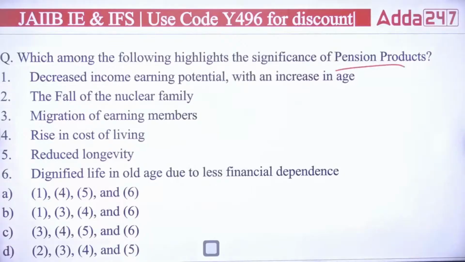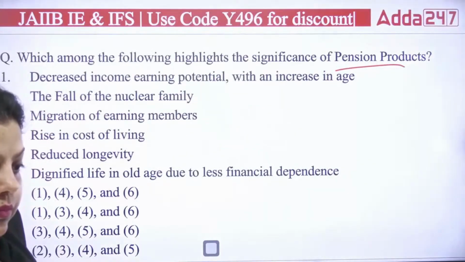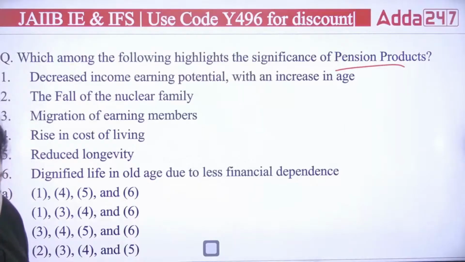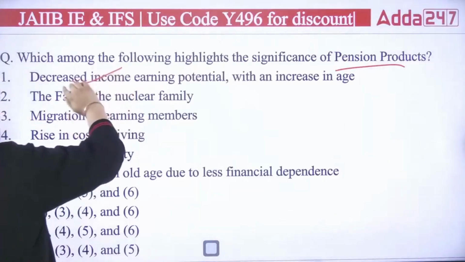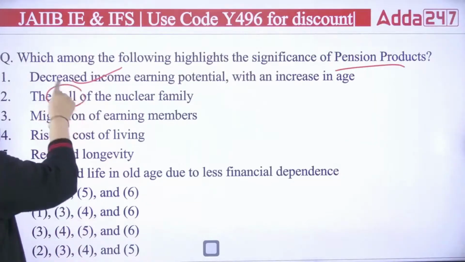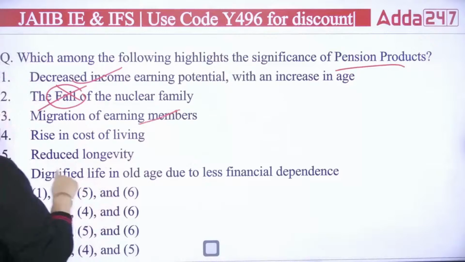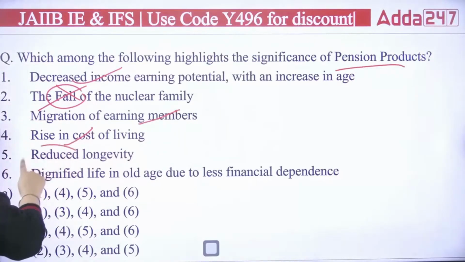Okay, what about the rest? Which of the following will be correct? Okay. So this is true: as the age is increasing, a decreasing level of income has been seen. First is correct. The fall of the nuclear family, no, the increase in nuclear families is happening. Second is wrong. Migration of earning members, this is true. Rise in cost of living, this is true. Reduced longevity, no, it is increasing.